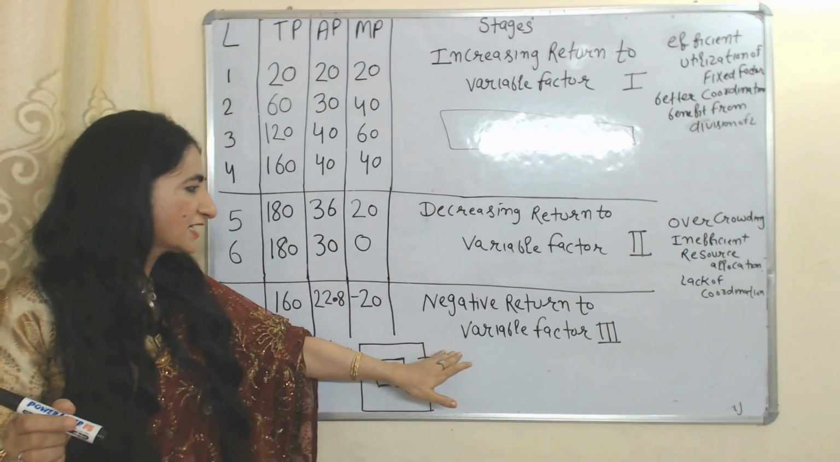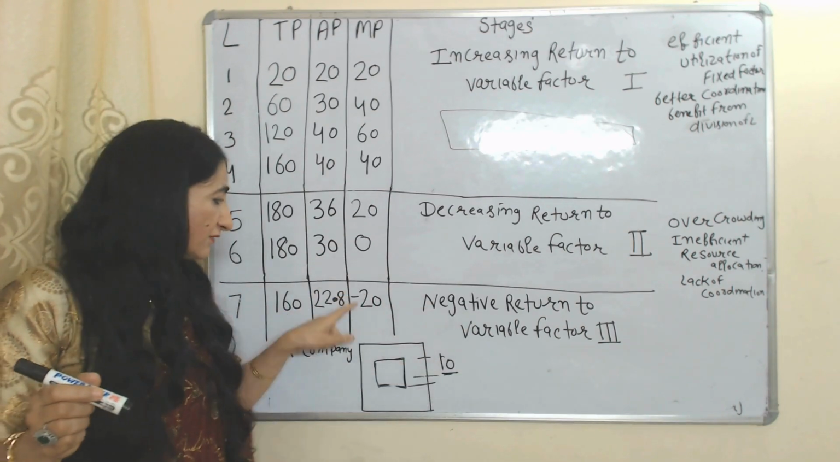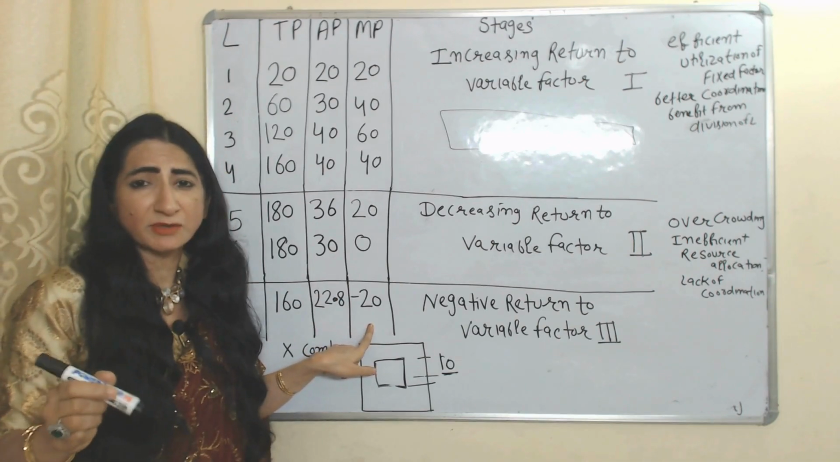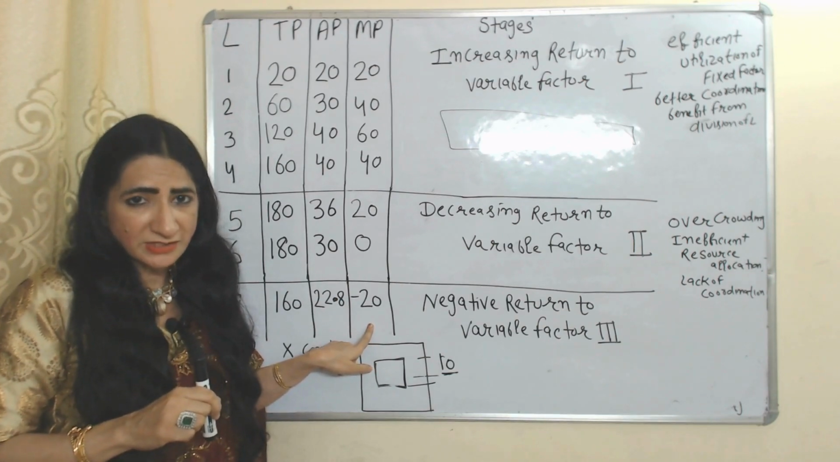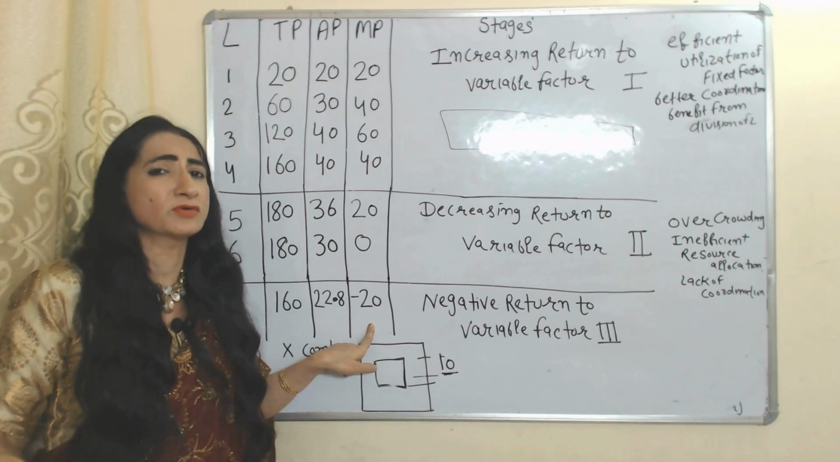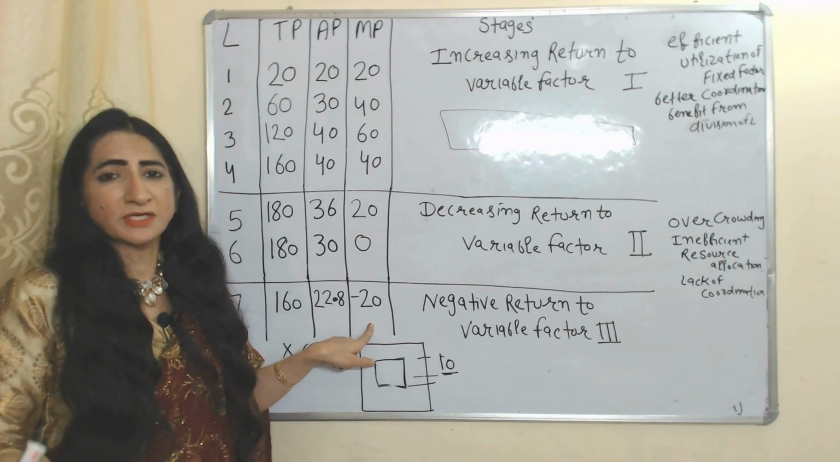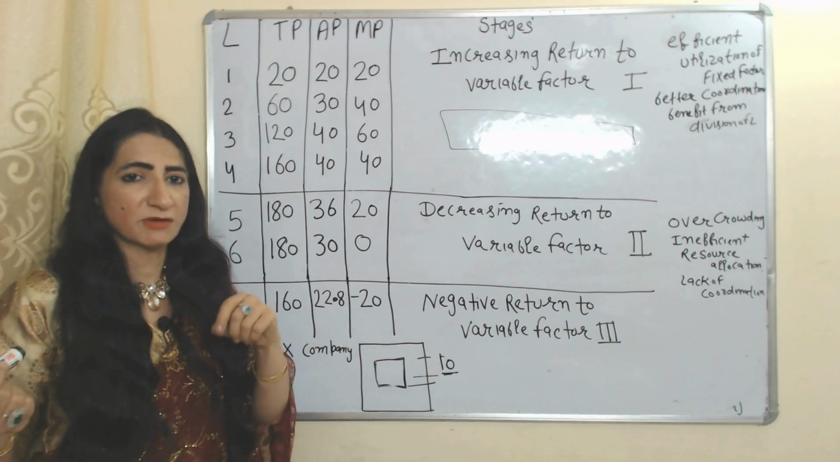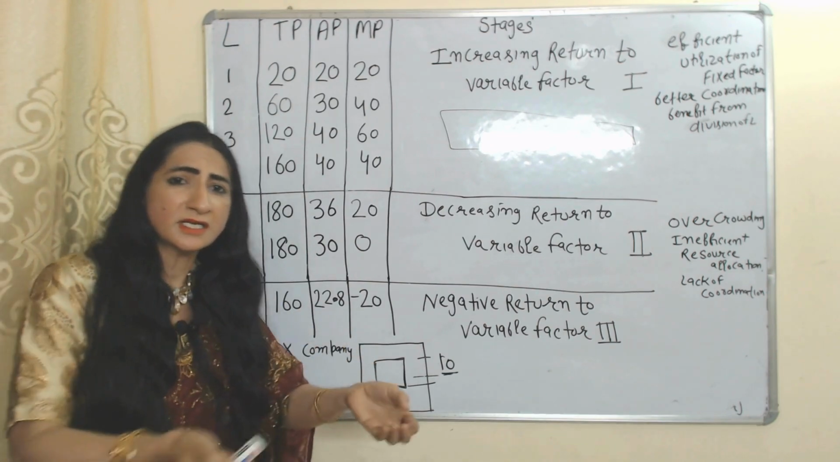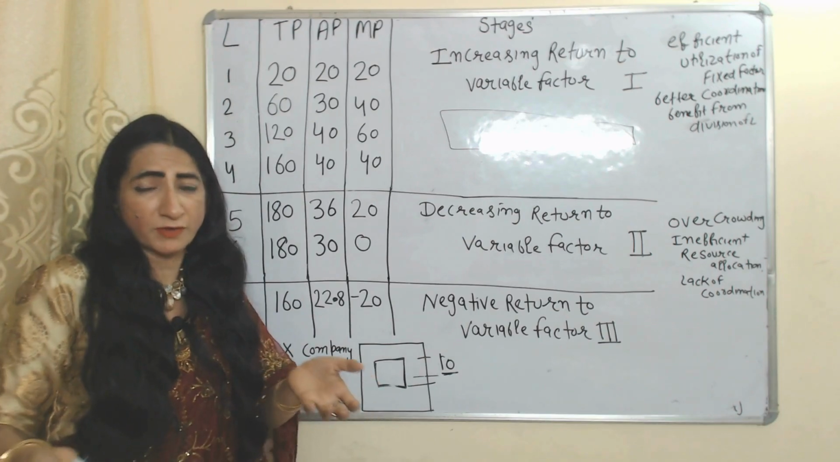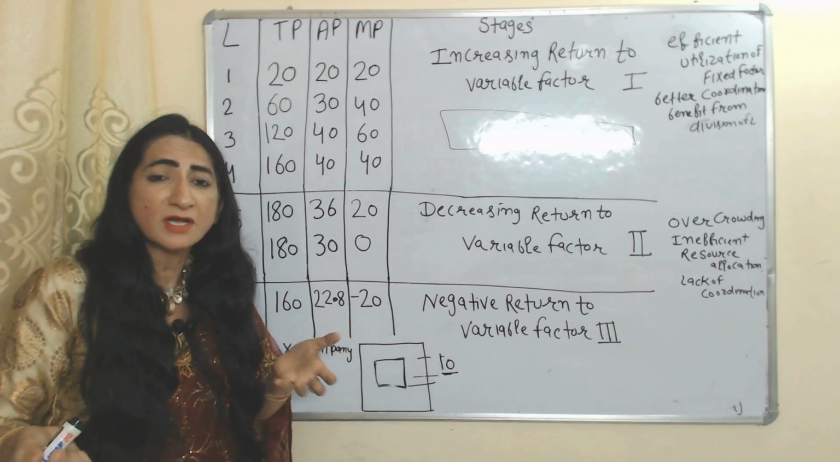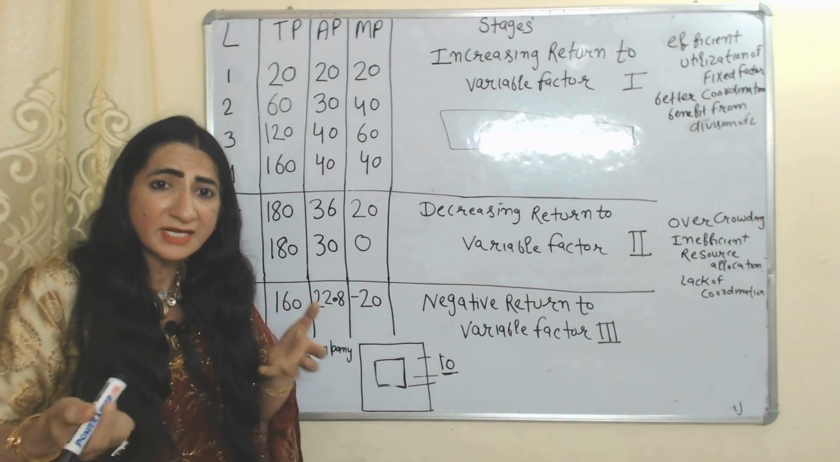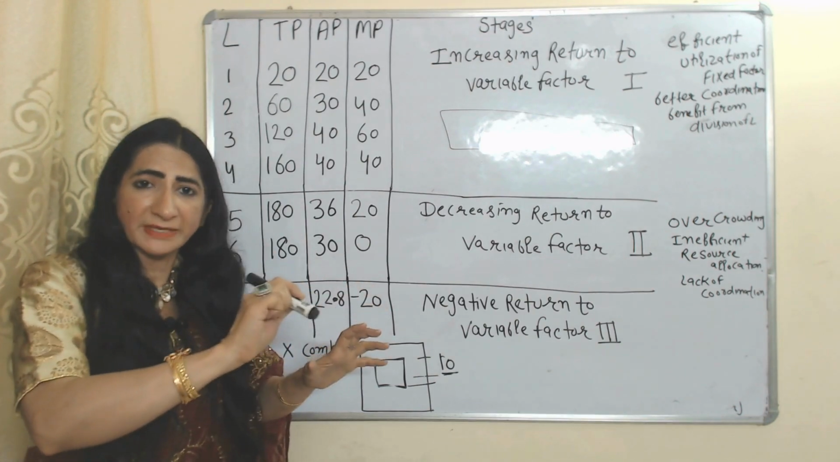The next stage is negative return to variable factor. Here our marginal product becomes negative because of too much overutilization of our fixed factor, because we are talking about the short time period. During the short time period, we cannot change our fixed factor. We are continuously changing our variable factor. Obviously, our fixed factor doesn't have so much capacity. It has already given output at its fullest capacity.